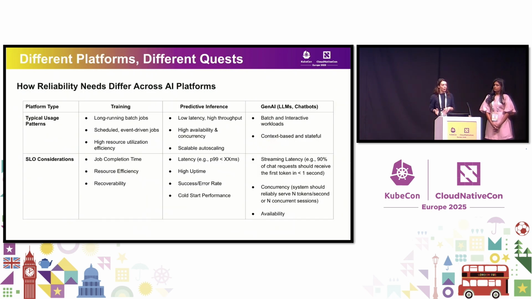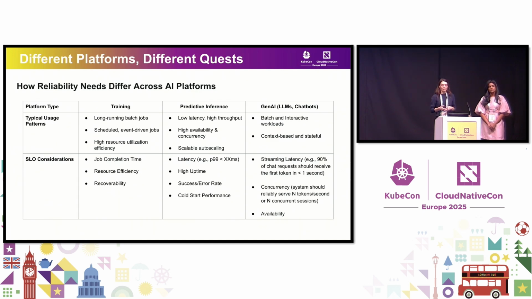So there's different quests, different platforms, right? Not every quest has the same dangers. Similarly, not every platform has the same needs. They all face different challenges and different things they need. Some things can be similar, right? There are a lot of similarities we want all of our quests going through, but there might be specific needs for specific platforms. For example, training and predictive inference and GenAI. Today we're going to focus on GenAI because that's what we've been working the most on.